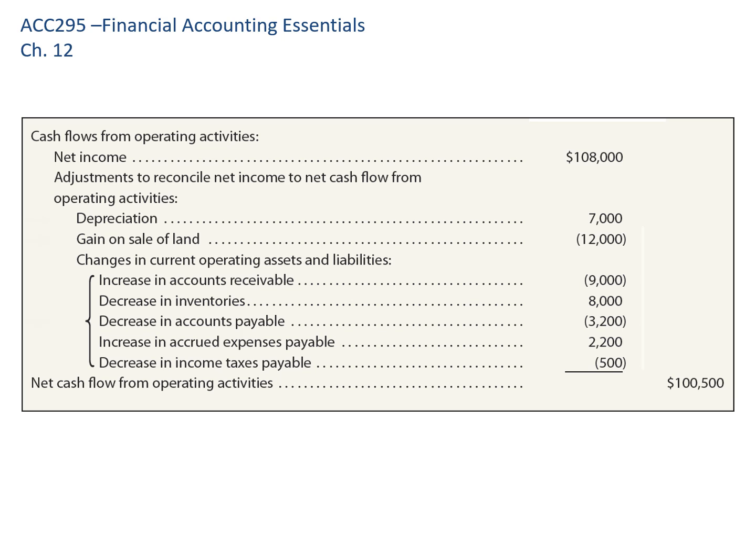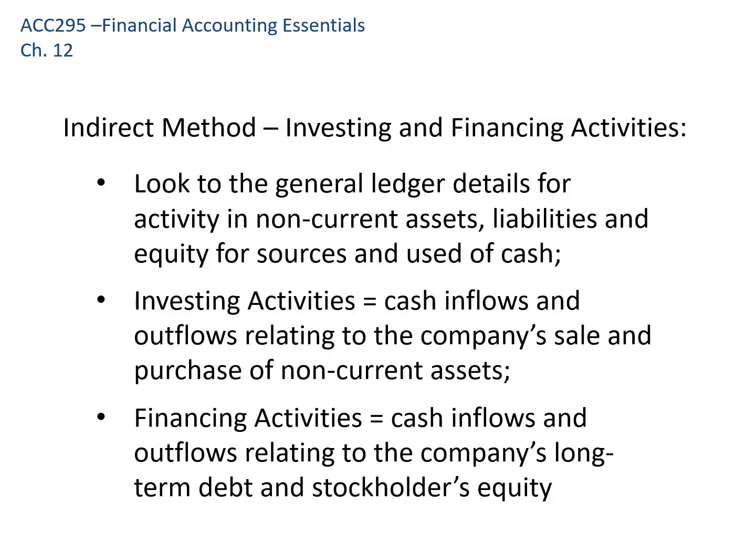So I add all of that up and I get net cash flow from operating activities of $100,500. That's how much the core purpose of their business generated in terms of cash. So next, we'll do the investing and financing activities. So we'll look to the general ledger for details about activities.